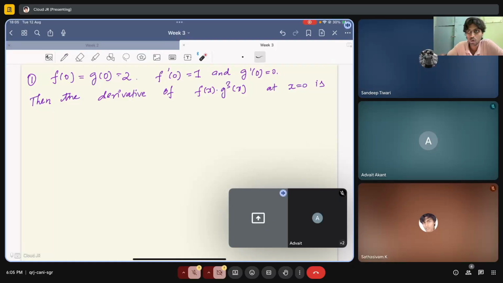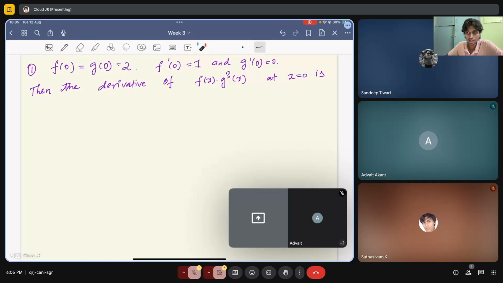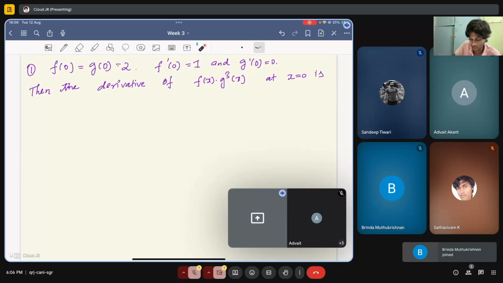So you have two differentiable functions here, f and g, such that what you know is f of 0 is 0, g of 0 is 2, and you know f prime at 0 and g prime at 0. So you don't know what the function is, but you know the function value at 0 and its derivatives at 0. So what you have to find is the derivative of f of x times g cube of x.